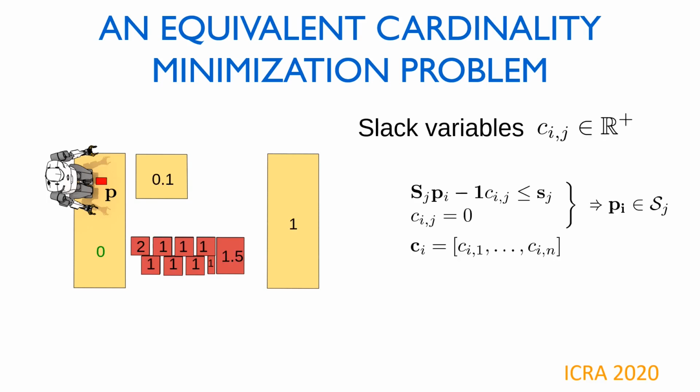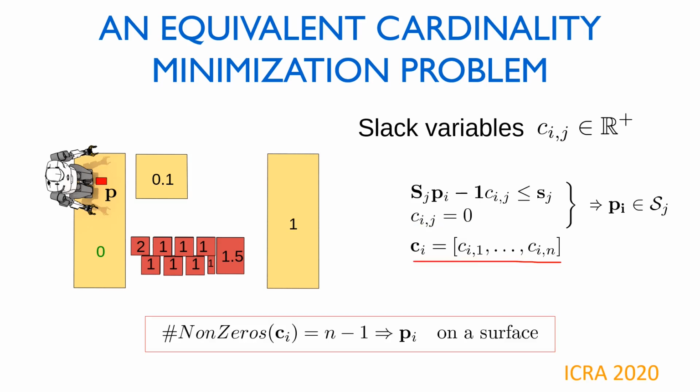We can introduce positive slack variables Cij, one for each contact surface at each phase. For an arbitrarily large value of Cij, the constraint will always be satisfied. On the other hand, if Cij is equal to 0, then necessarily Pi will belong to the surface Sj. We can use the Ci vector, which contains all of the Cij's, to draw a necessary condition for the point Pi to lie on a surface.